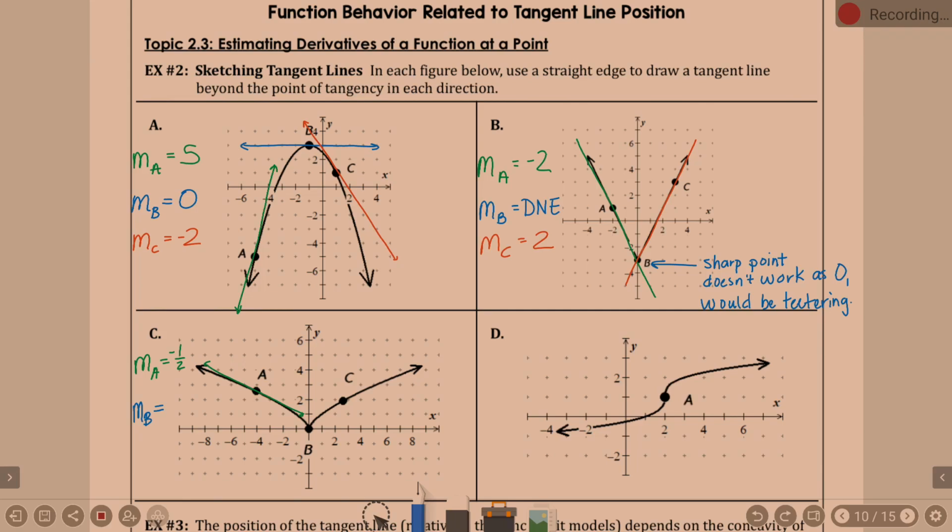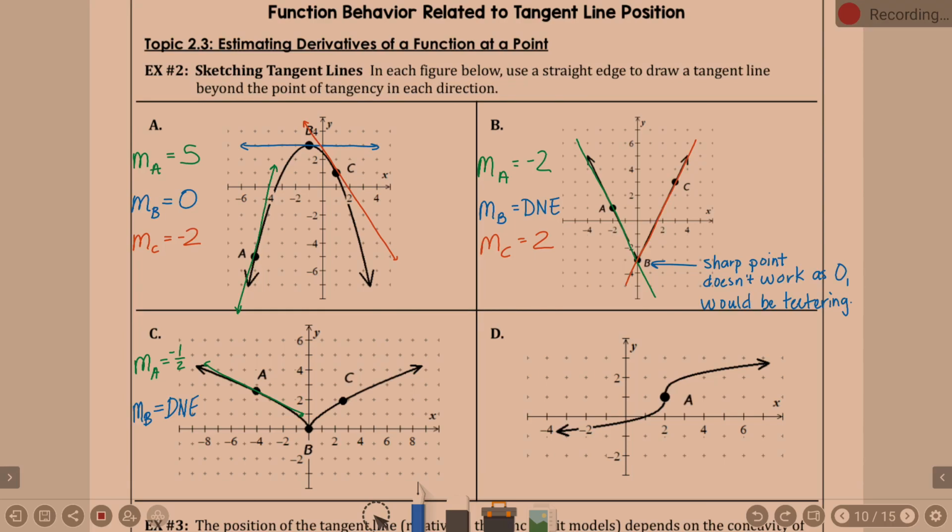Okay. What about B? Zero. Does not exist. It's not a sharp point. Technically, it's curved, going like this. But if you zoom in, it's curving into it. It's a little curve. No, but it's curving.